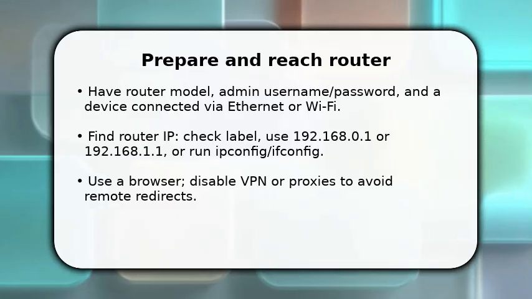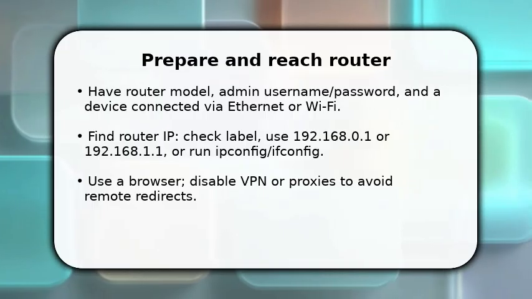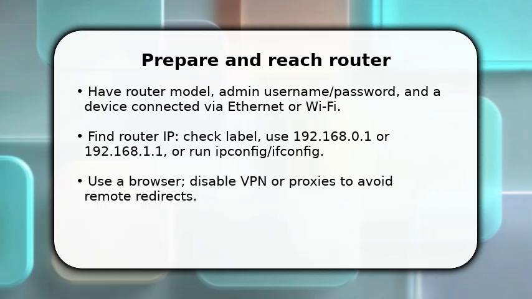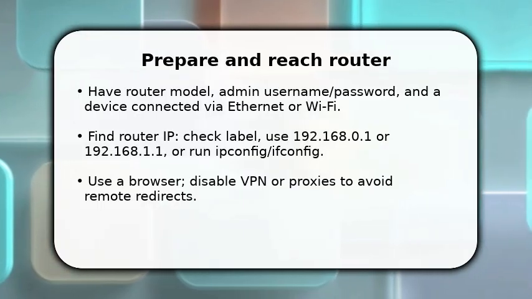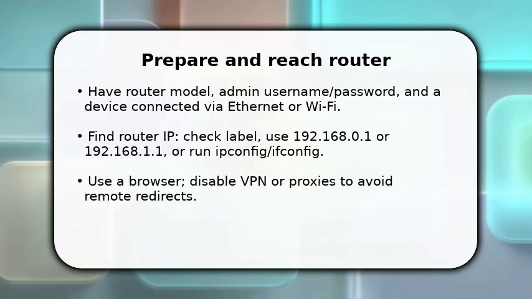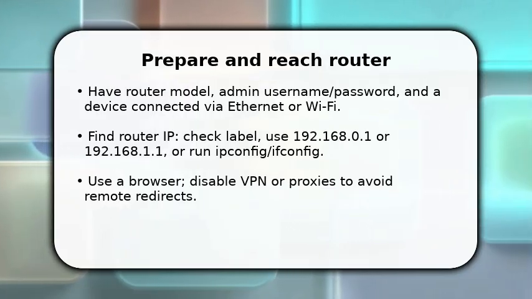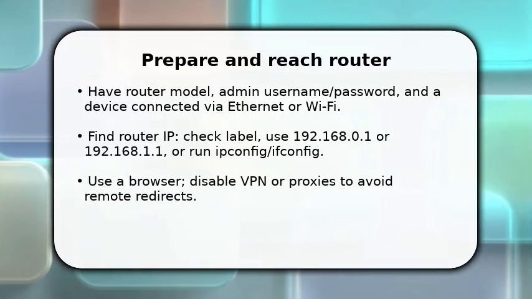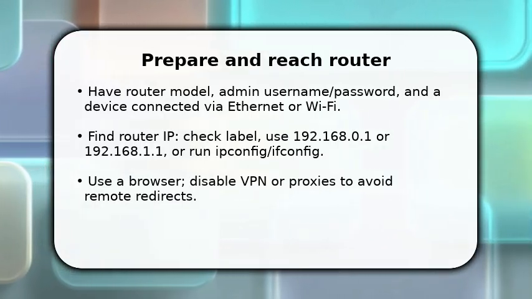You start by confirming prerequisites. Know the router model and admin credentials and connect a device directly or over your trusted home network. Open a modern browser and type the router IP address. Try the label value or common defaults like 192.168.0.1 or 192.168.1.1.